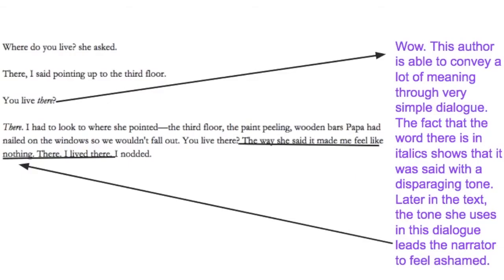So let's look at this one. Wow. This author is able to convey a lot of meaning through very simple dialogue. The fact that the word there is in italics shows that it was said with a disparaging tone. Later in the text, the tone she uses in this dialogue leads the narrator to feel ashamed. So here I'm sort of reflecting on the author's style. I'm talking about how this use of simple dialogue has a really big impact on the text.